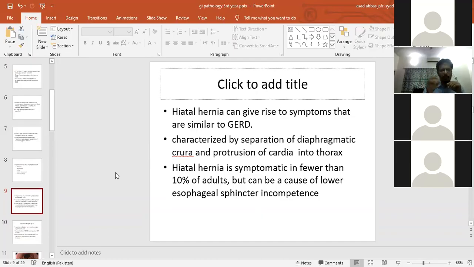But generally, it predisposes you to develop gastroesophageal reflux disease. Hiatal hernia is symptomatic in fewer than 10% of individuals, but can be a cause of lower esophageal sphincter incompetence, as I just told you.